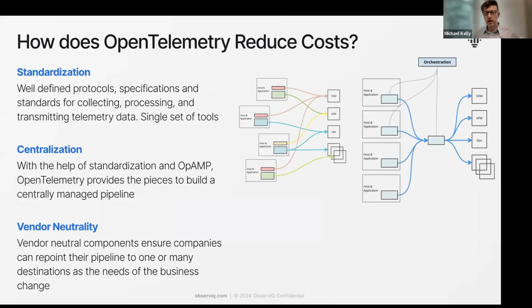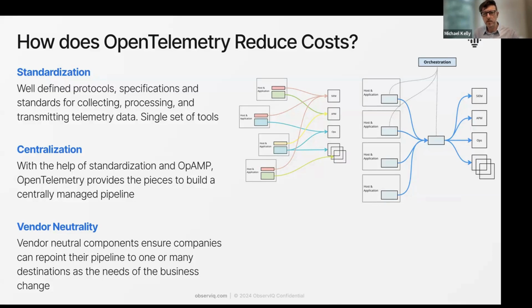So how does it actually reduce your costs by switching to that? There are a few ways, and we talked about standardization a bit already. By standardizing this, whether it's the agent, the protocol, or the spec, this allows a single set of resources that you're managing, that you're responsible for, as opposed to what could be 5, 10, 20 different types that you have to learn and then manage in separate ways. So standardization reduces complexity, which reduces cost.